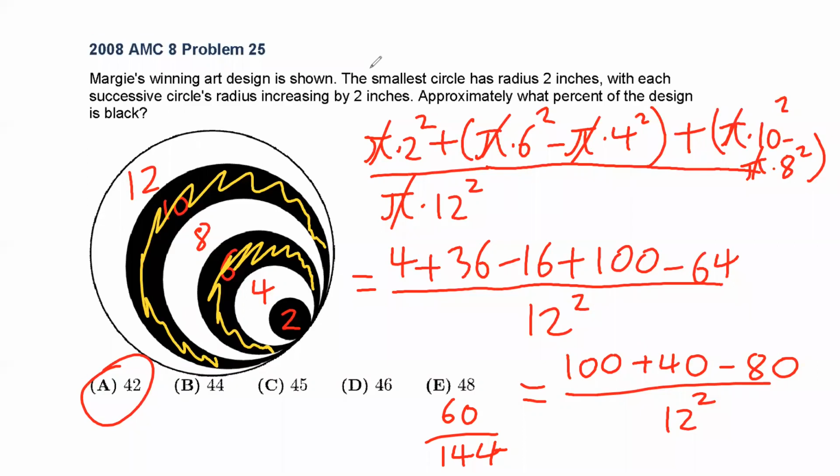If you cancel some things out, you can cancel a 4. And from there you can cancel, let's say, a 3. And you'll get 5 over 12. And that number is approximately 42%. Okay, so moving on.